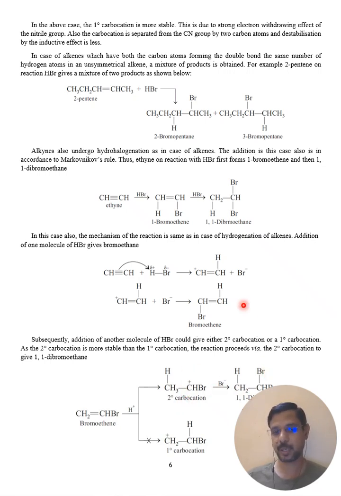So we will get the product where the two bromines are attached on the same carbon. So we get 1,1-dibromoethane as the major product. And this follows the Markovnikov rule.